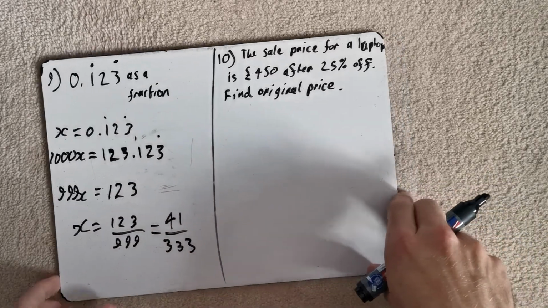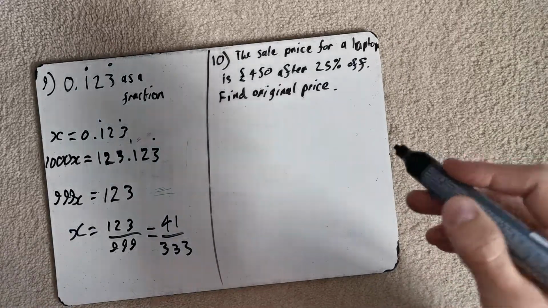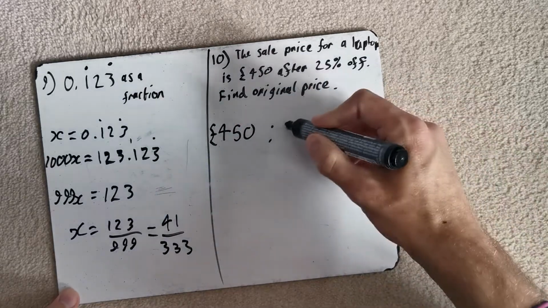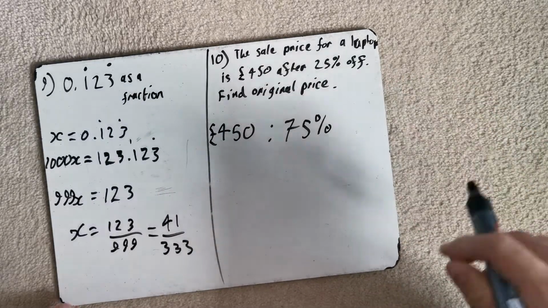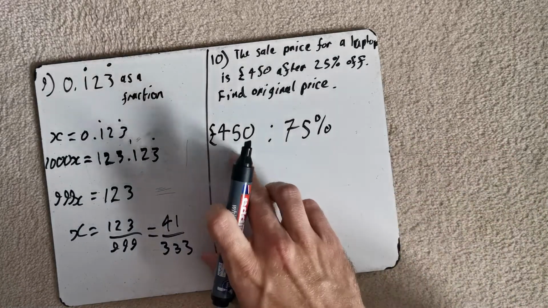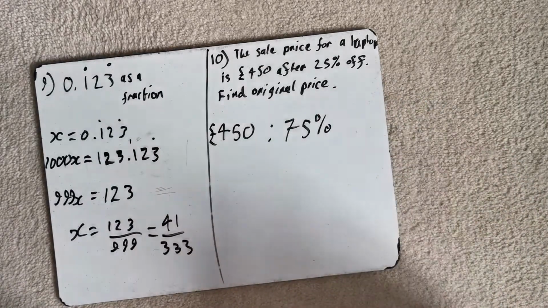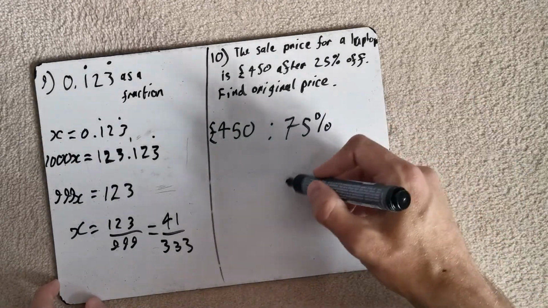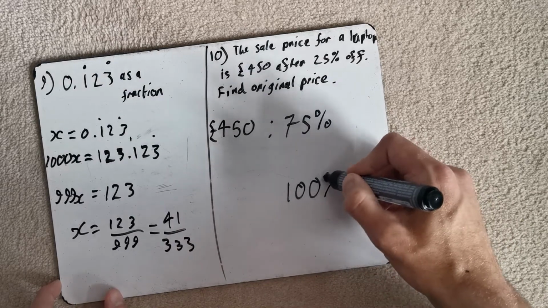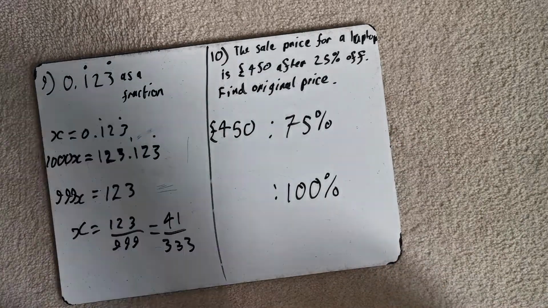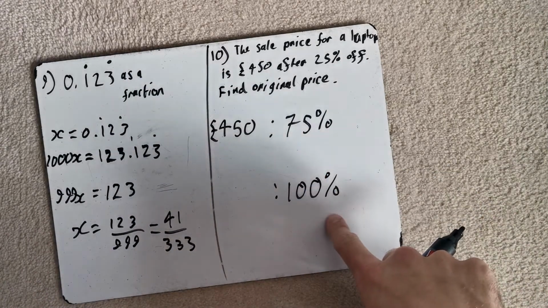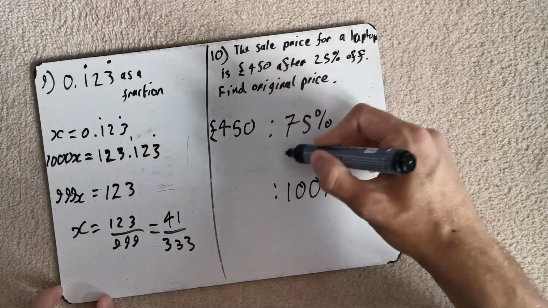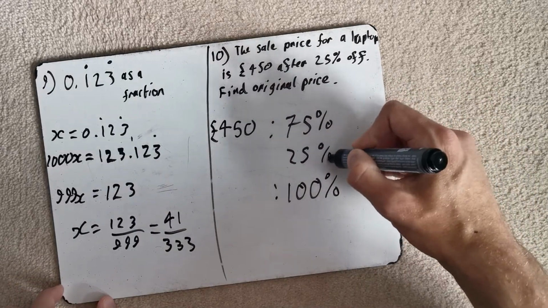Last one, sale price for a laptop is £450 after 25% off. So that £450 represents 75%. It's not the full 100% because the reduction has already happened. So what we've got to do is find out what that 100% is. I'm going to do this the non-calculator way. So what we could do is find something that goes into 100%. If we divide that by 3, we could get 25%, couldn't we?